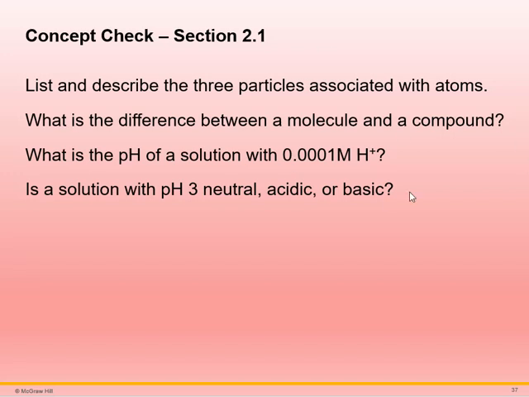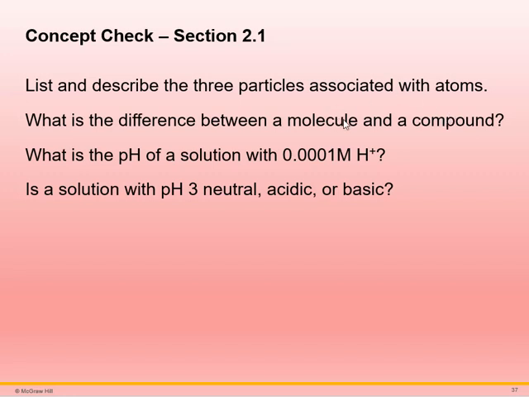So here's our concept check for section 2.1, and this goes back to the very first video section that we did. Describe the three particles associated with atoms. Those would be the protons, neutrons, and electrons. Protons and neutrons in the nucleus, electrons in the electron cloud. Protons and neutrons have one atomic mass unit, and then the electrons are negligible.